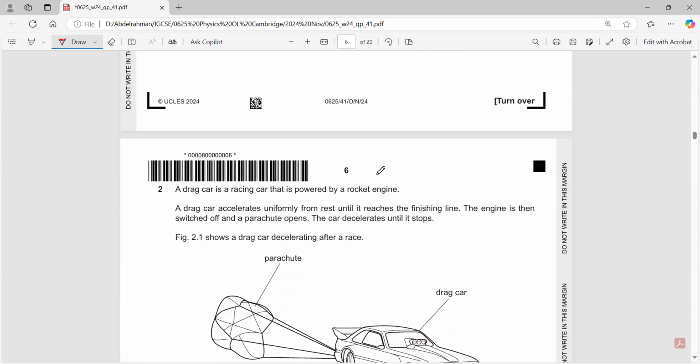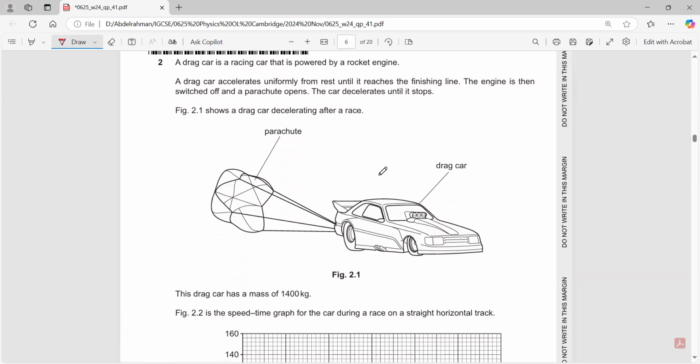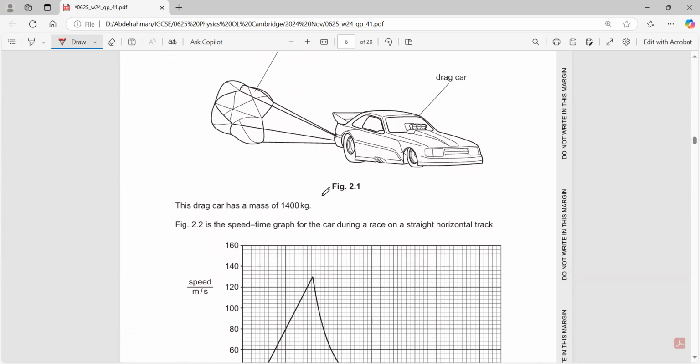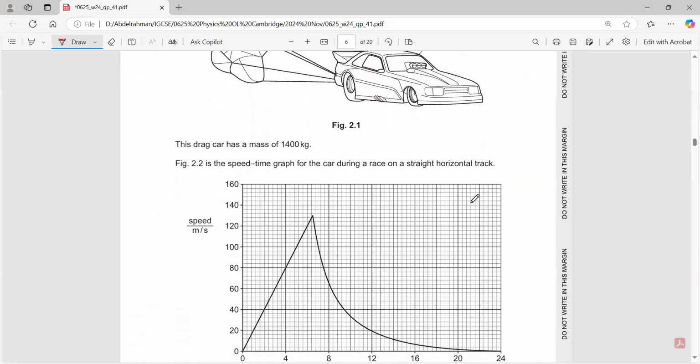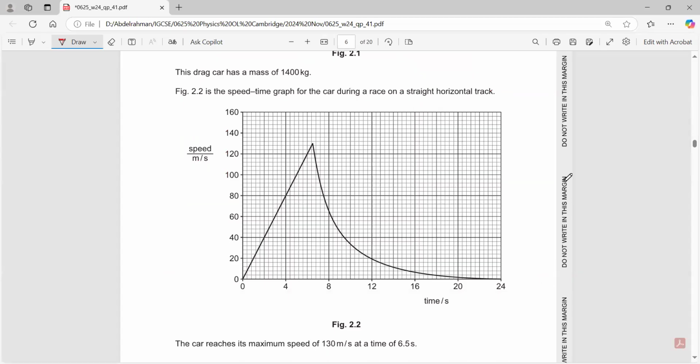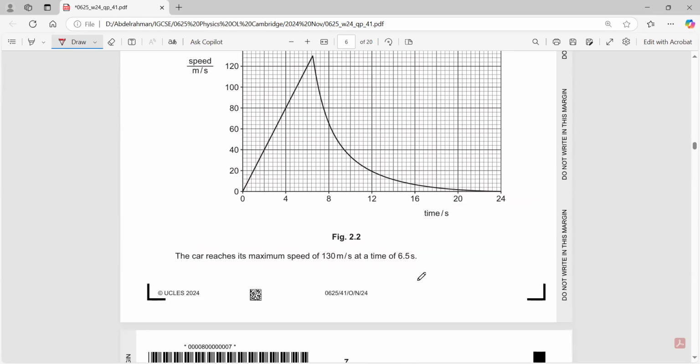Moving on. Question 2. We have a drag car. It's a racing car with a rocket engine. Anyway, we have the drag car of mass 1,400 kilograms, and this is the speed-time graph of the car showing the speed increasing and then decreasing. The car reaches a maximum speed of 130 meters per second at a time of 6.5 seconds. At this point, it reached the maximum speed, which was 130 meters per second.